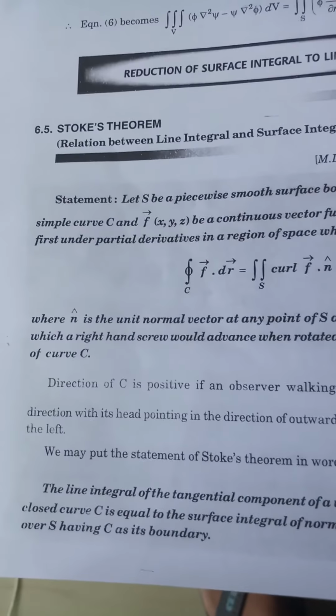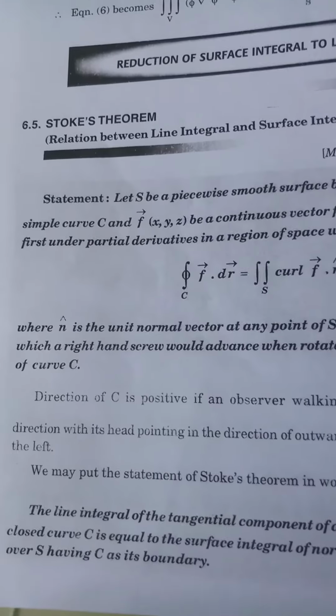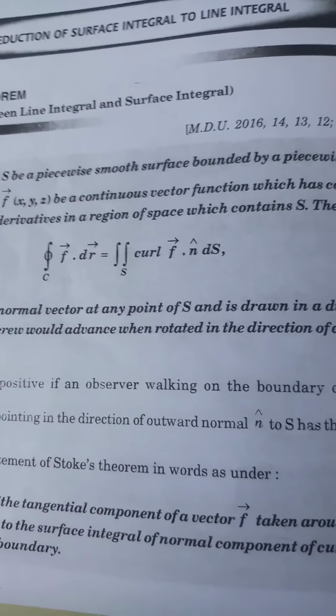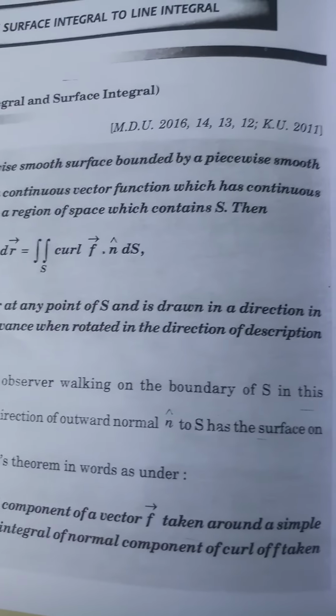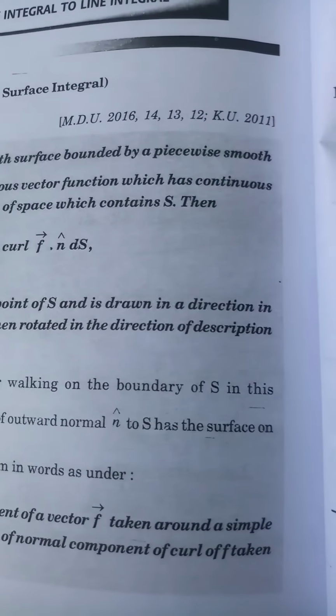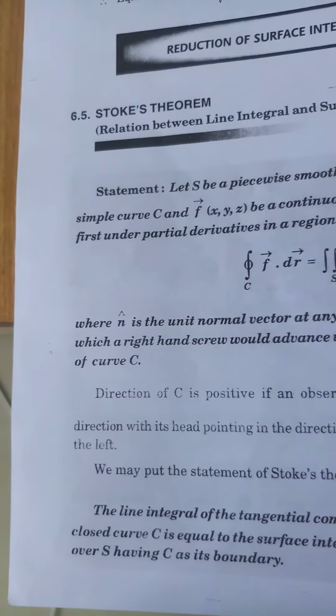The direction of C is positive if an observer walking on the boundary of S in this direction.